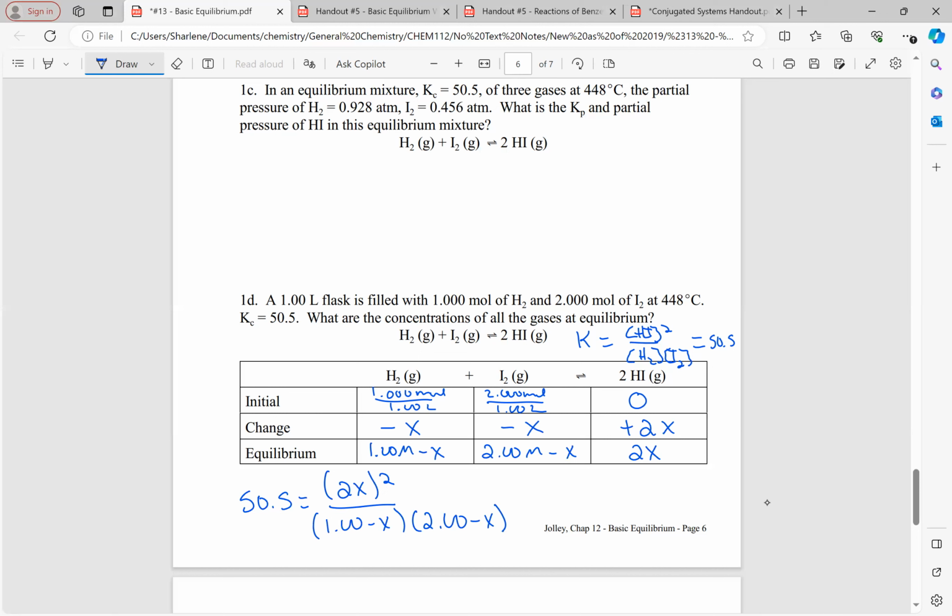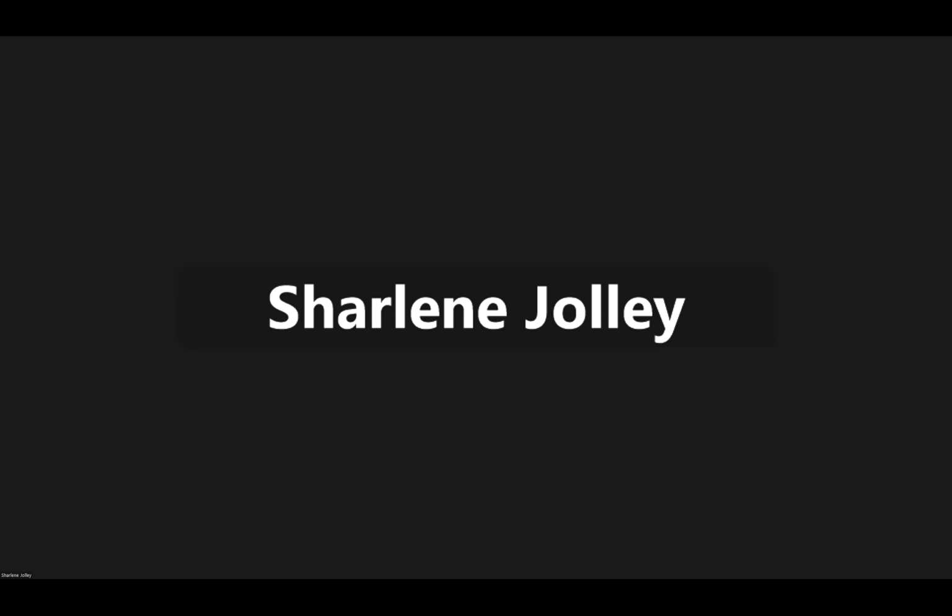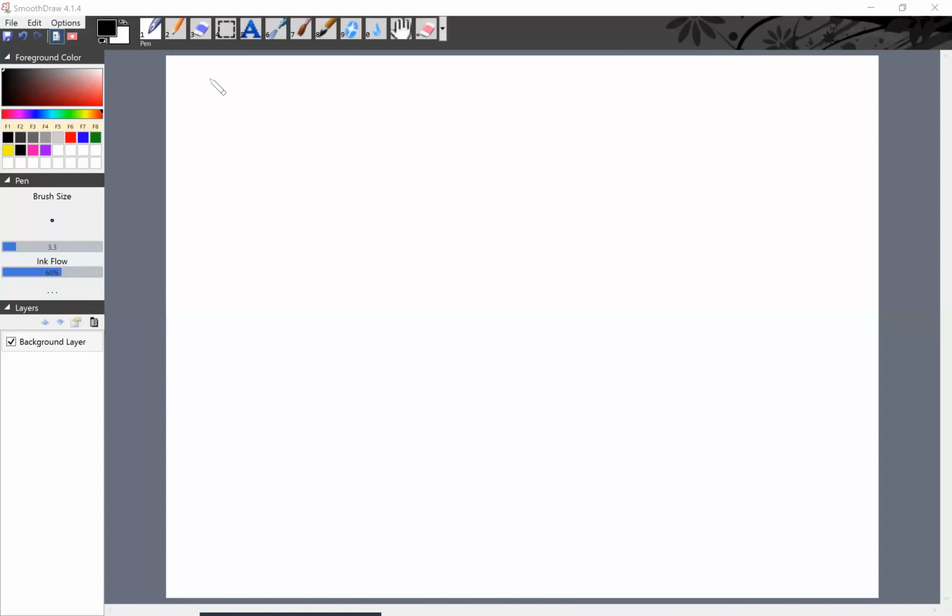All right, I'm going to go over to the whiteboard and let me see if I can remember those numbers. I should be able to. Should and will being two very different things. All right, so here was my math problem. 50.5 is equal to 2x squared all over 1 molar minus x and 2 molar minus x.